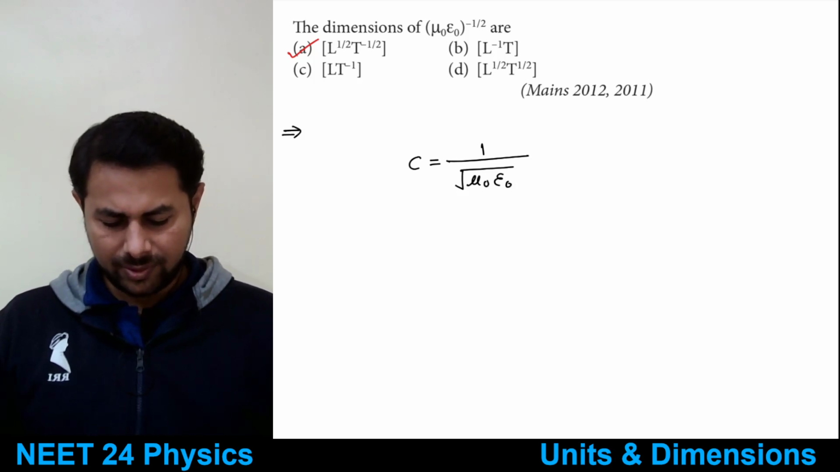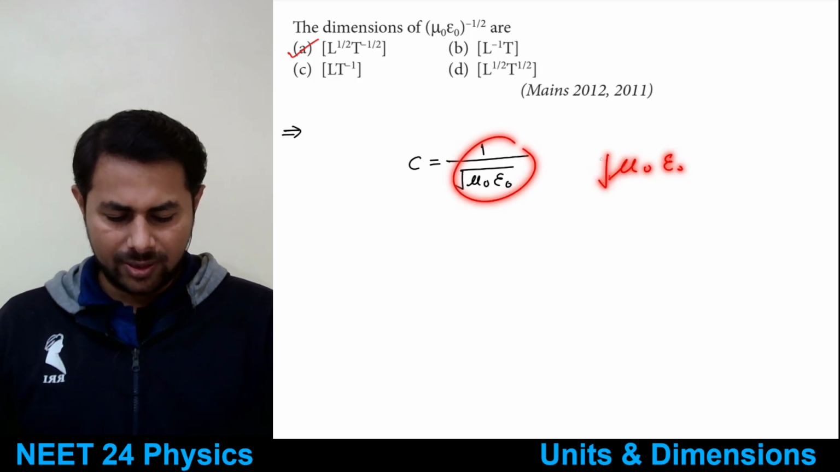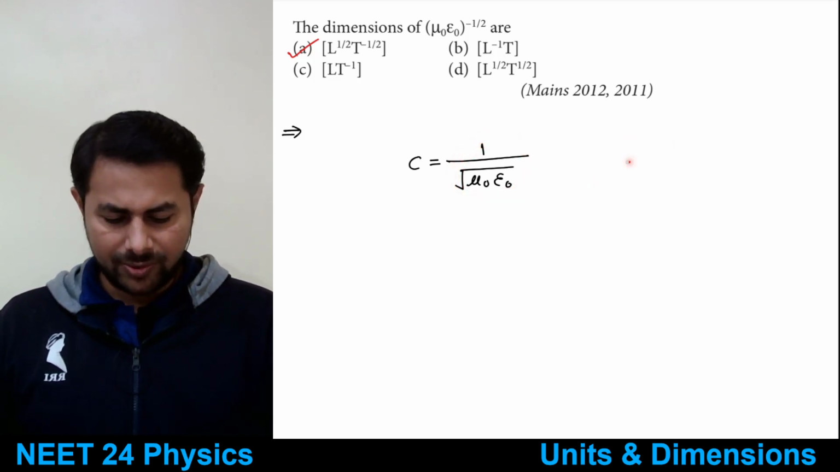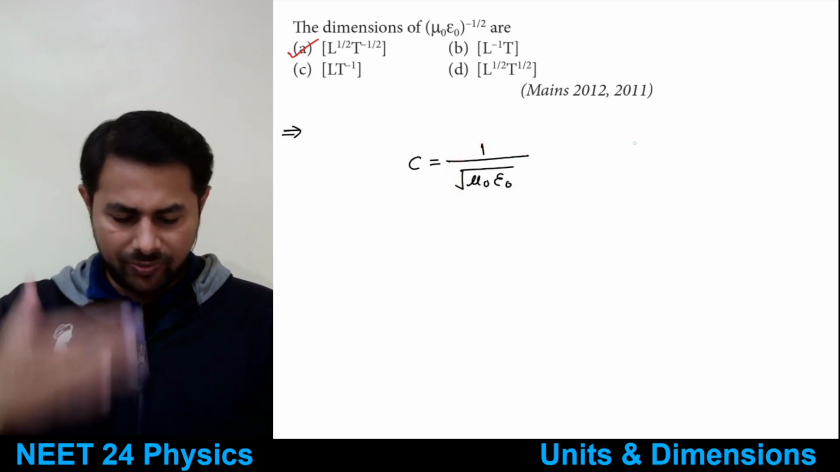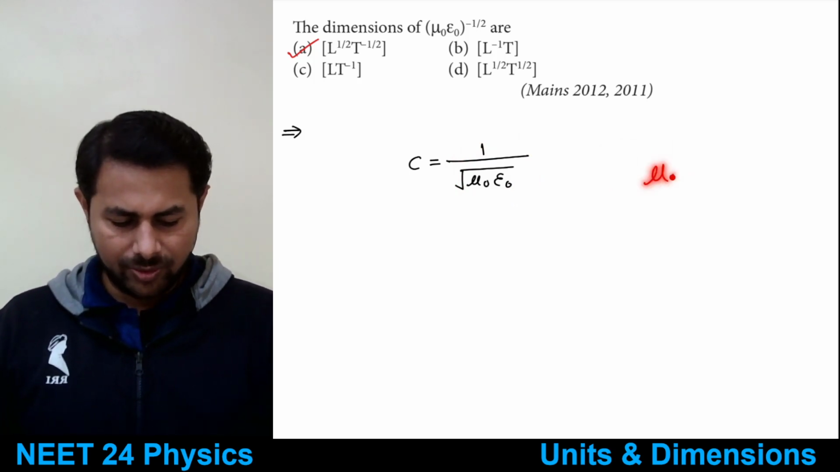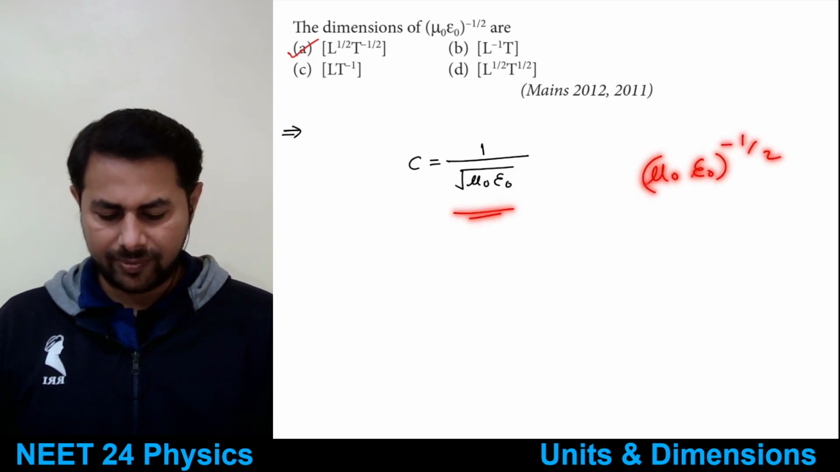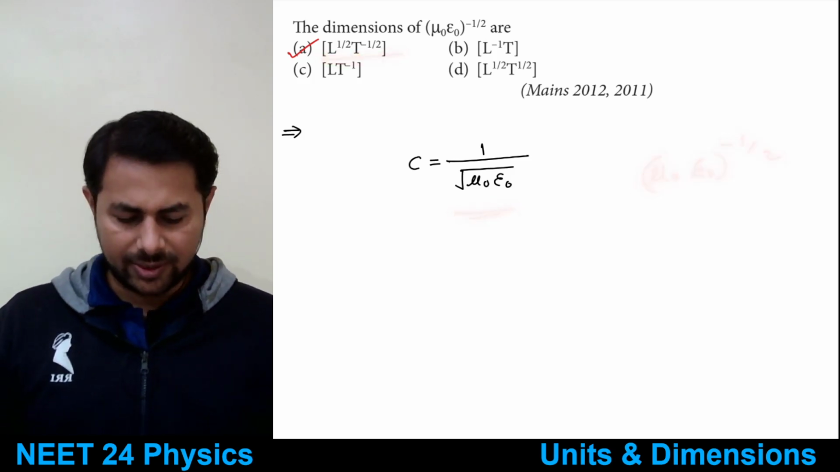Okay, so it is just speed. It is square root of mu naught epsilon naught, right? But it's 1 upon square root of mu naught epsilon naught. So that means it is mu naught epsilon naught to the power minus half, this thing. Okay, that's why this is the answer.